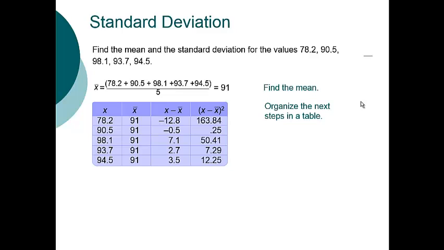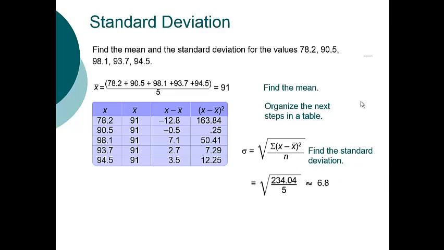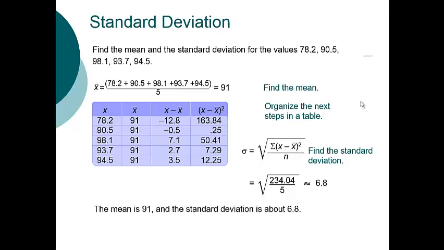And this is our table method, as I showed you, step by step, so we can organize the steps in a table. First we have the values, then the second column is the average, then the third column is value minus average, then the last column is value minus average squared. Okay? Then we need to find the standard deviation. So we take the sum of the value minus average squared, and we square root the sum over how many values we have, which is 5, and approximately it's 6.8. The mean is 91 and the standard deviation is 6.8.